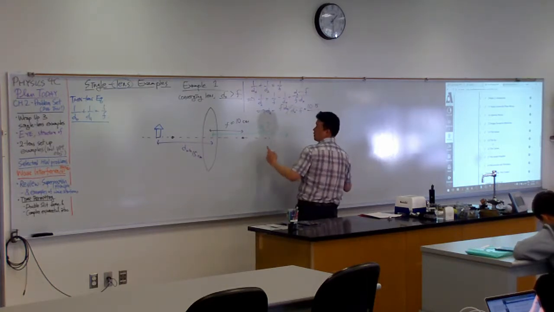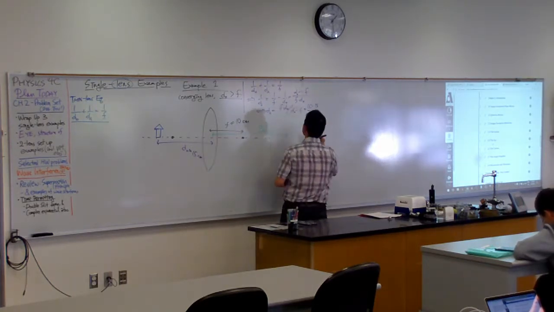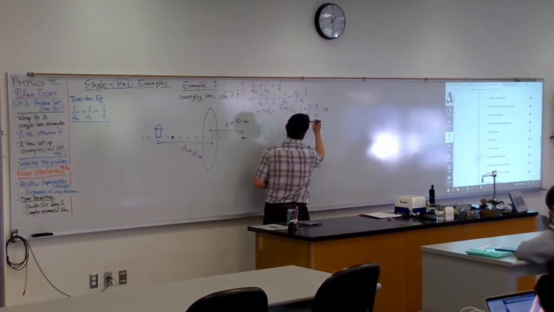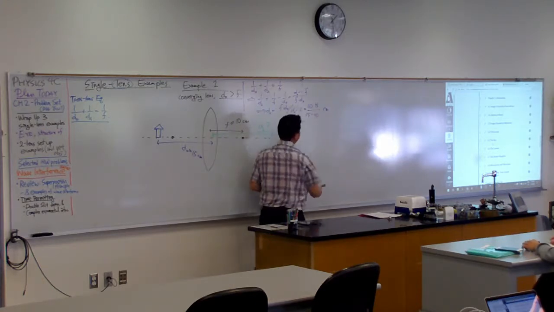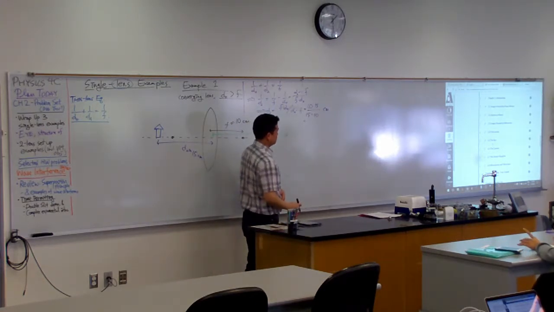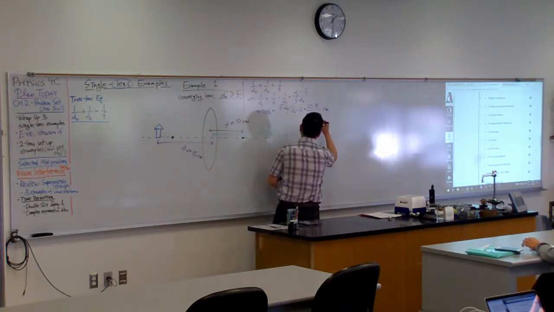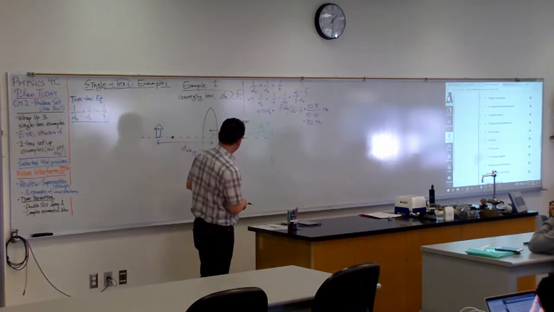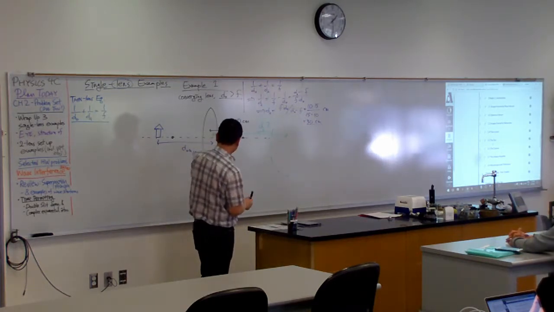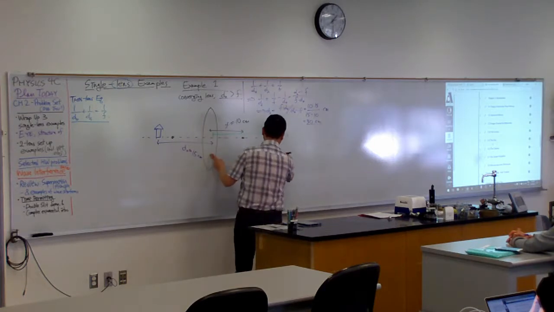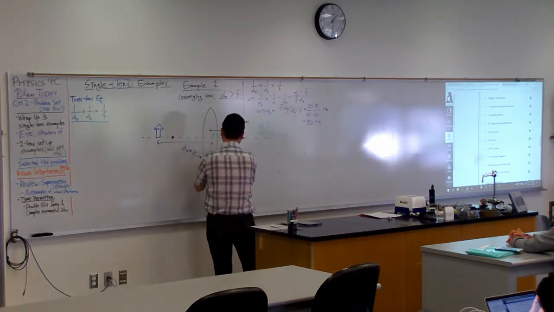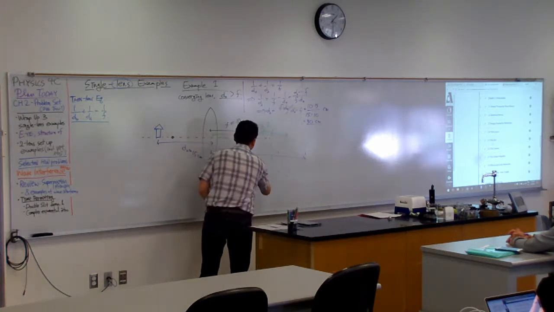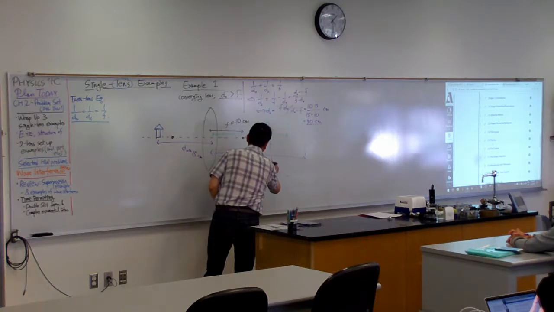Divided by 15 minus 10 centimeters. So it's 150 divided by 5. Ooh. 30 centimeters. All right, so that's my answer for the image distance. So apparently, if I draw this correctly, my image is supposed to be at somewhere here. So this is how far away my image will be, DI equal to 30 centimeters.